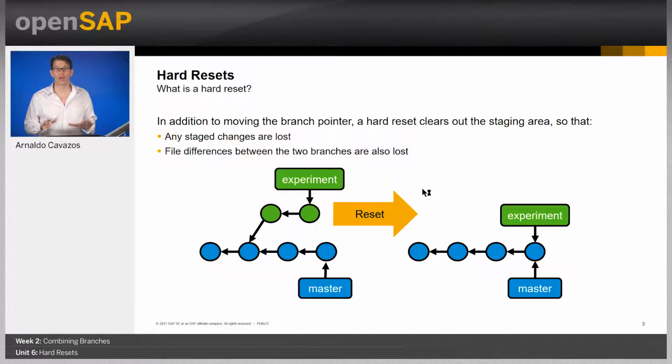There's no record of any changes you did on the experiment branch. And of course, your unstaged changes to files are also lost. So you lose three things: the differences between the two branches, you lose what's in the staging area, and you lose the unstaged changes. Now the practical scenario where you might want to use this is easy to imagine.